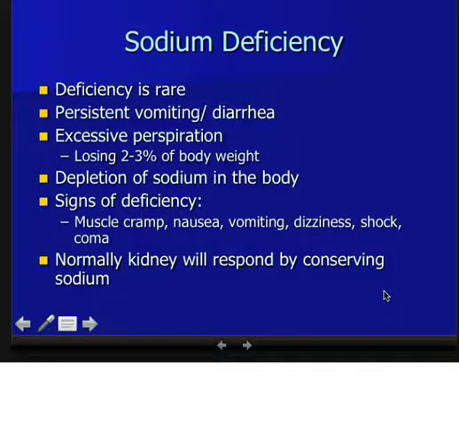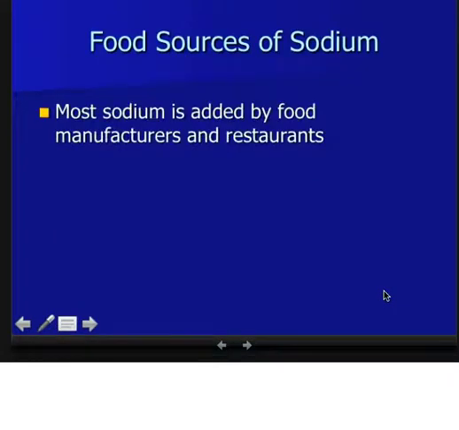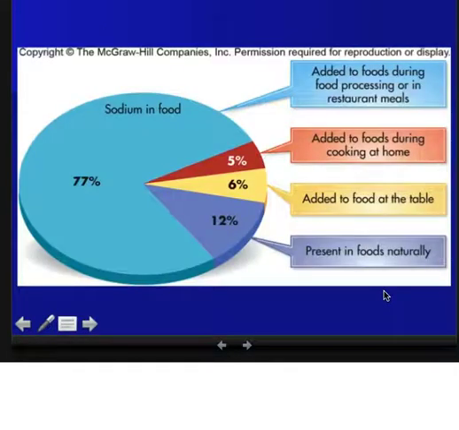Okay, where do we get our sodium in our food? Most sodium is added by food manufacturers and restaurants. We also find it in milk and dairy and in processed food. The sodium content of every food is listed on the label, and what you're looking at here is a breakdown of sodium content in food that's added, for instance, in restaurant meals. Here is what's added to foods during cooking in the home. Here, what's added to food at the table, and here, what's present in foods naturally.